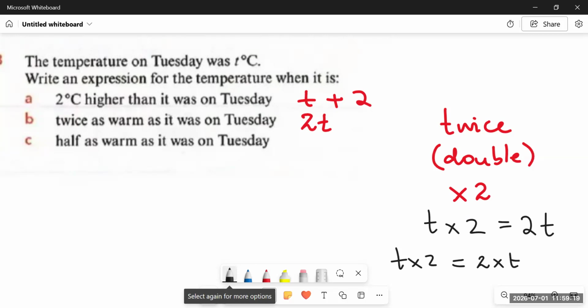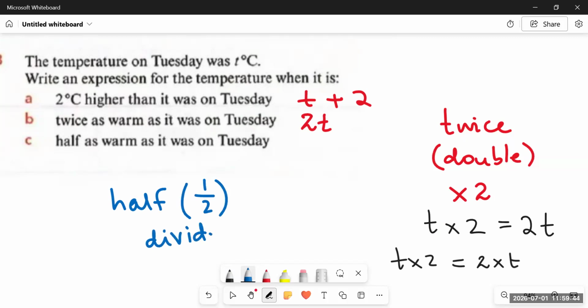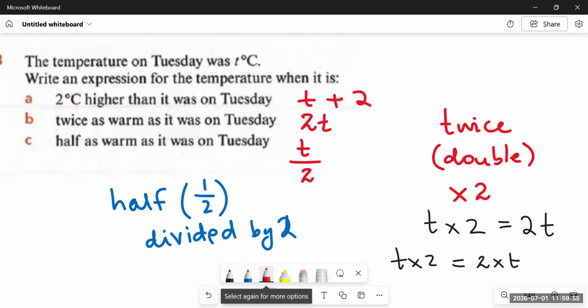You have already learned it in grade 5 that when we multiply a number by another number, we can write it in any order. Okay, it doesn't matter. So 2t means 2 multiplied by t or t multiplied by 2. Half as warm as it was on Tuesday. Half means divided by 2. Okay, you must know these terms. Half means 1 upon 2, meaning divided by 2. So whenever you have to do half of something, you simply have to divide it by 2. So here it would become t upon 2. That's all. Okay, my dear students, this is how you're going to solve this one.